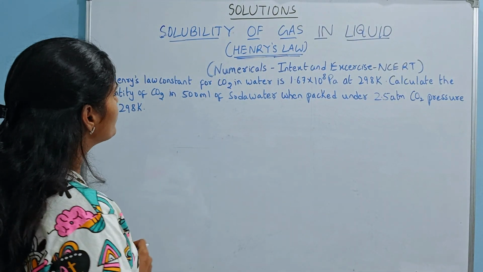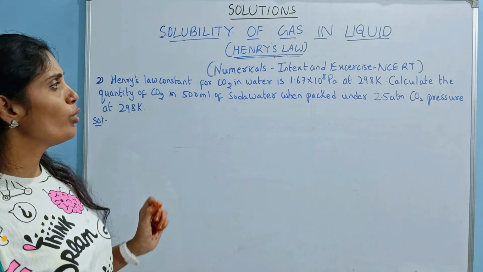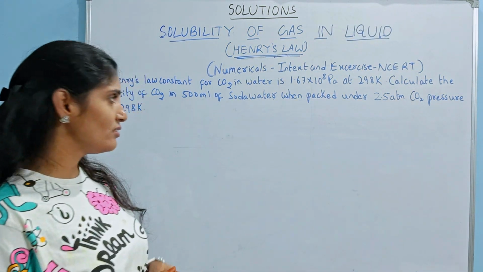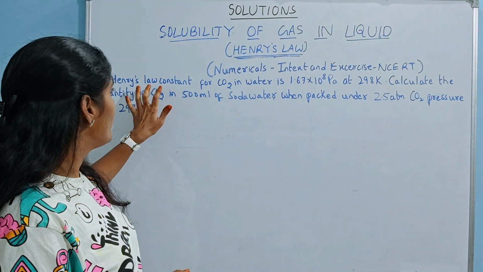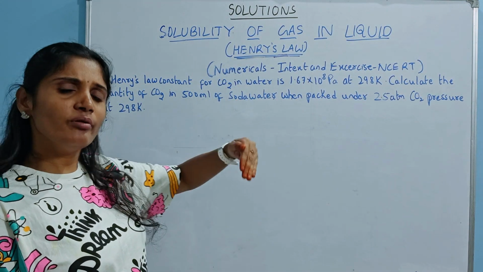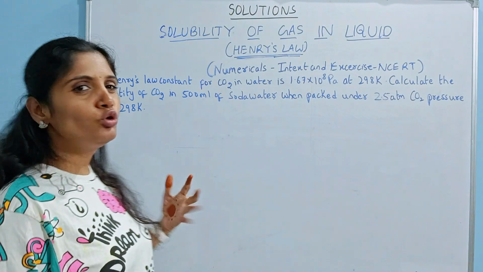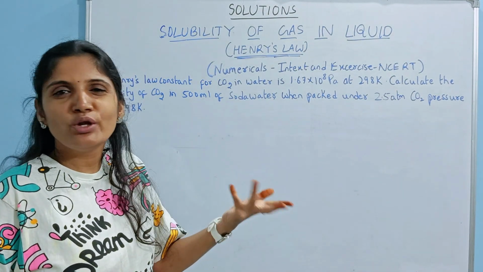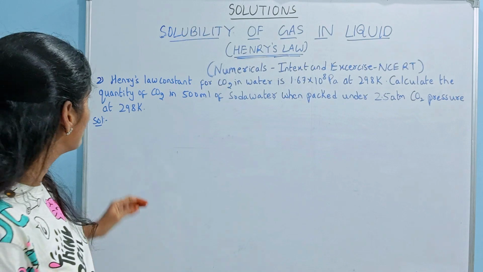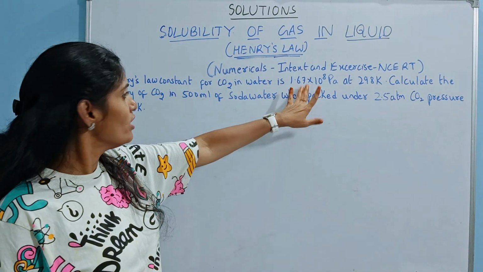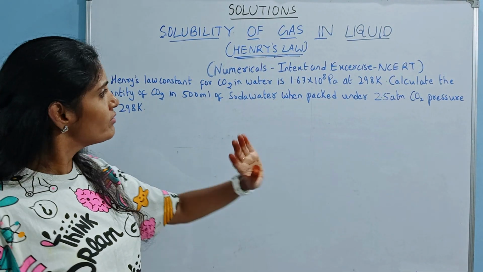Henry's law constant for CO2 in water is 1.67 into 10 to the power of 8 Pascal at 298 Kelvin. So we have CO2 gas which is passed into water. So my gas is CO2 and my liquid is water. So you know when CO2 is passed into water, you get your soda drink or cold drink, all those. Okay, so he has given Henry's constant. What is asked in the question?